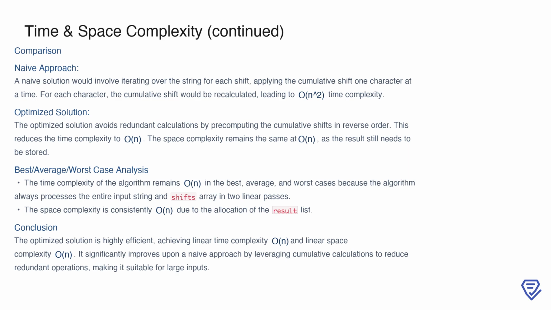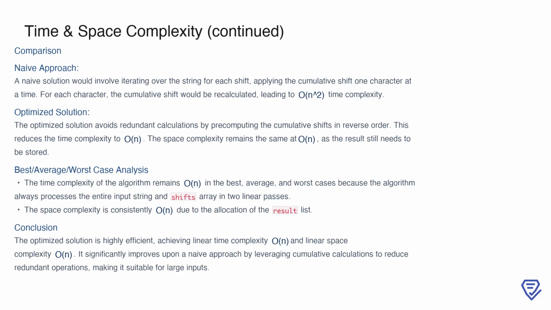Comparing this optimized solution to a naive approach highlights its efficiency. A naive method would involve recalculating the cumulative shifts for each character in the string, resulting in nested iterations. This leads to a time complexity of O(n squared), as each character's shift would require processing all prior shifts.